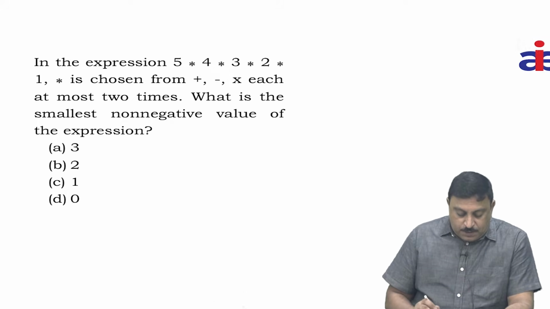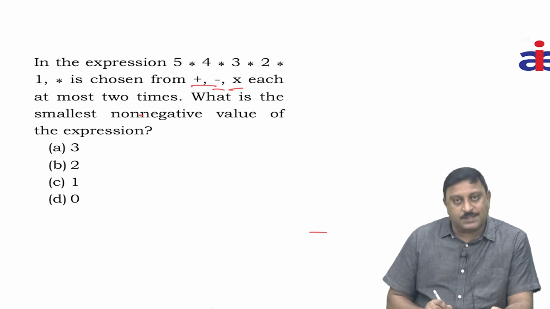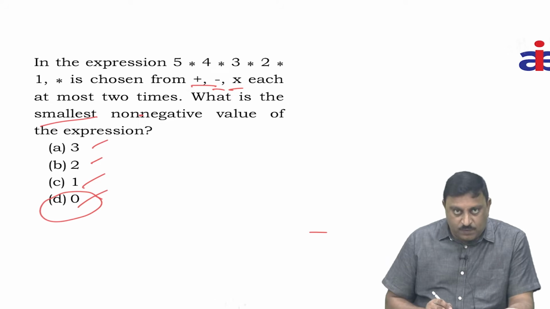In the expression 5 star 4 star 3 star 2 star 1, each star is chosen from plus, minus, or into, each at most 2 times. What is the smallest non-negative value of the expression? Non-negative means zero or positive, and they have given options 0, 1, 2, 3. So since they ask for the smallest, we have to try for 0. If not, go with 1.